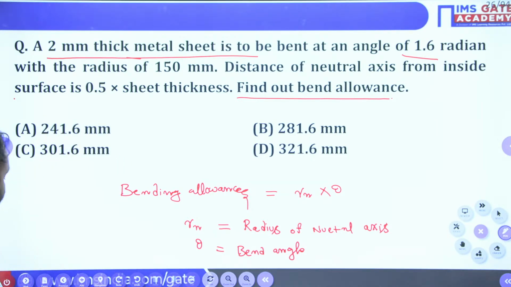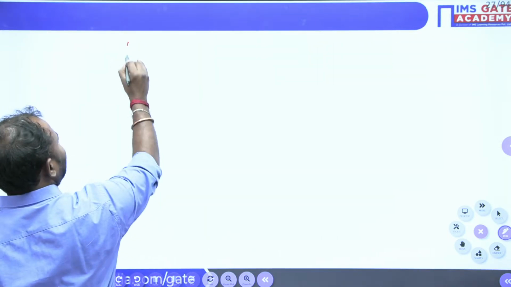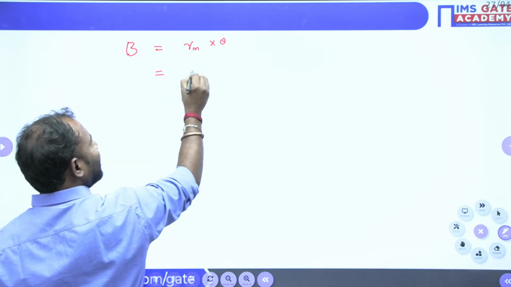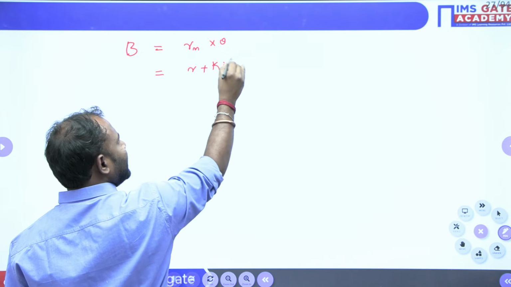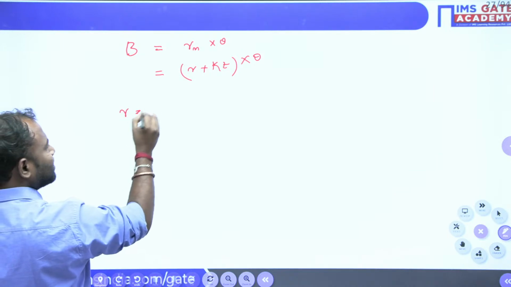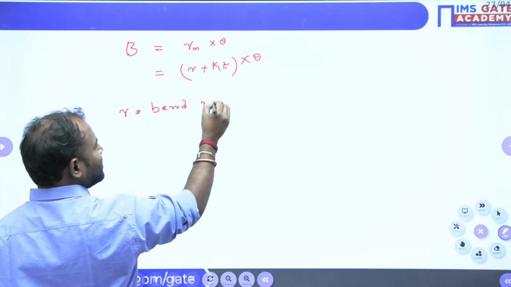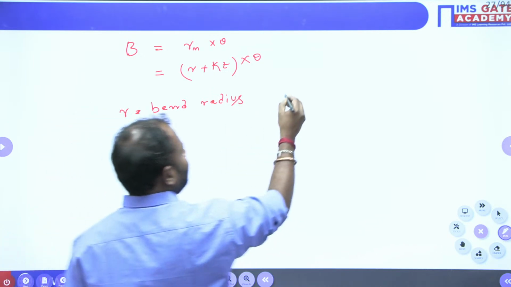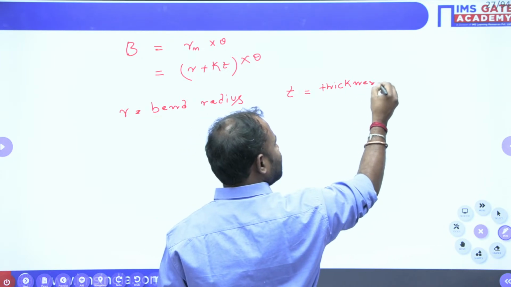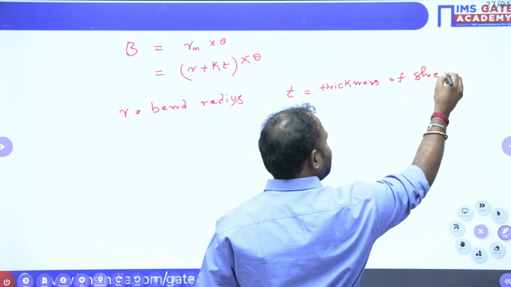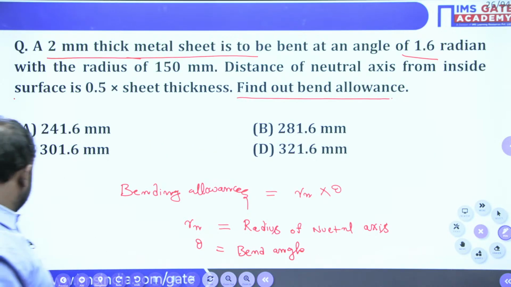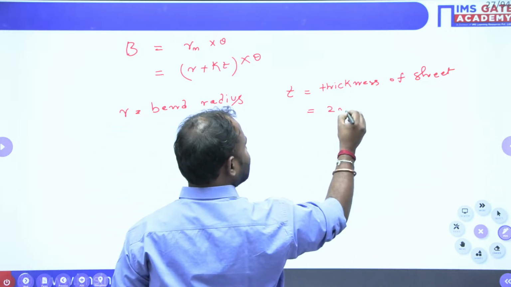Now let me go to the next slide. Bending allowance is equal to Rn into theta. Now Rn I can write as R plus K into T, into theta, where R is the bend radius and T is the thickness of the sheet. The thickness of the sheet is given in the problem. How much, guys? 2 mm thickness.